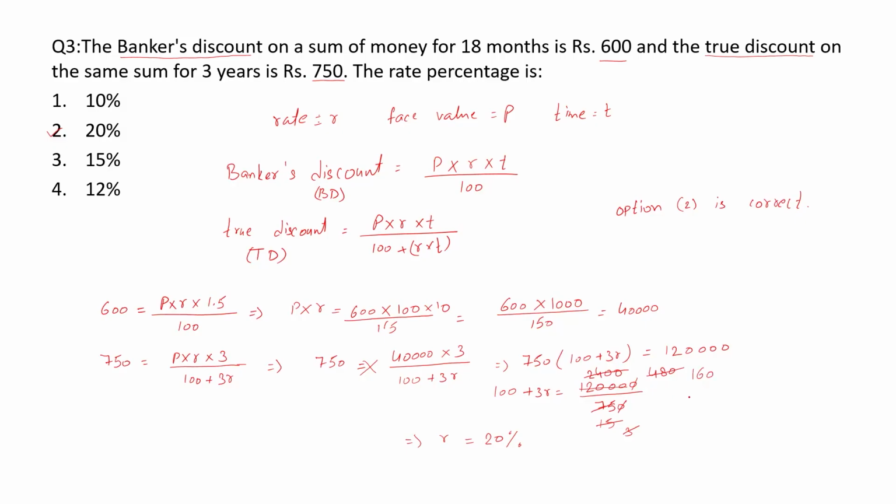Okay. So 3R is equal to 160 minus 100. So it is 60. So 3R is equal to 60. So R is equal to 60 upon 3. That means 20. That is how you get R is equal to 20%. Is that fine? So option 2 is correct. Next problem.